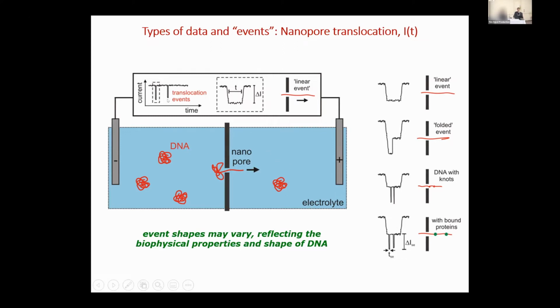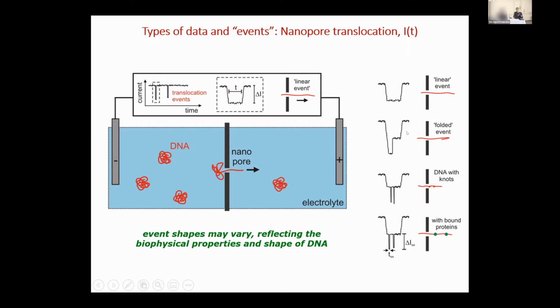So typically what we measure in this sort of little cartoon representation are current versus time traces. And for every time a piece of DNA translocates through this pore, we see a dip, right? And this is what we call an event. In the simplest case, when the DNA moves through this pore in a linear fashion, then we get this sort of rectangular pulse. But there's a whole range of other things we can observe.